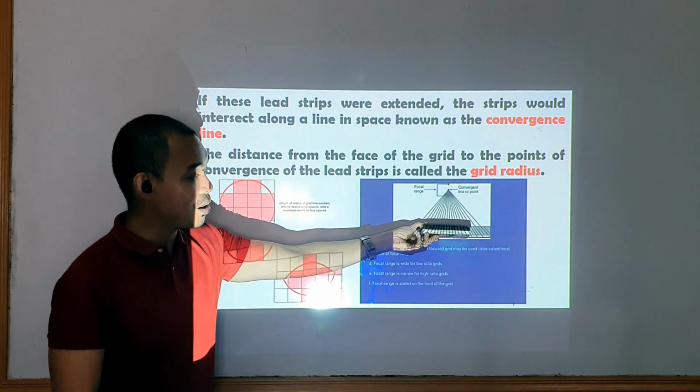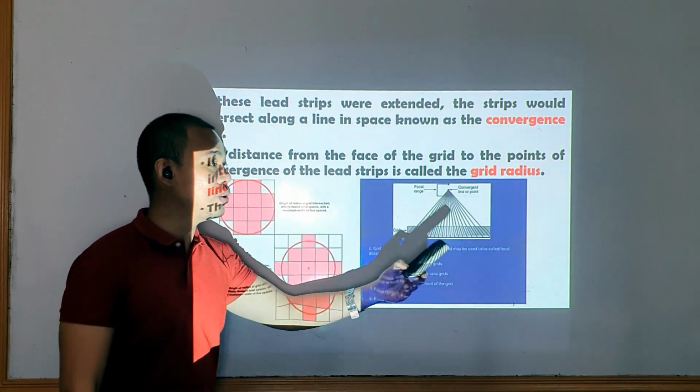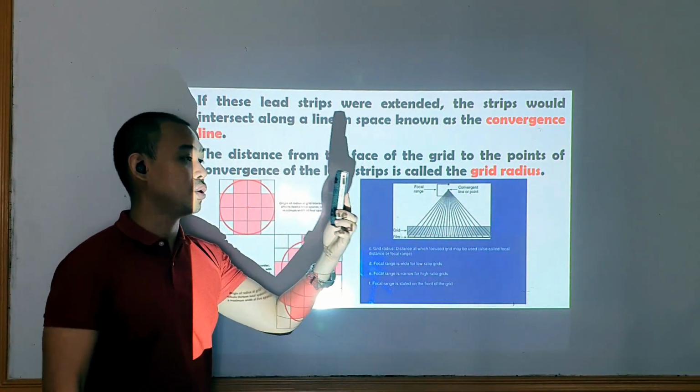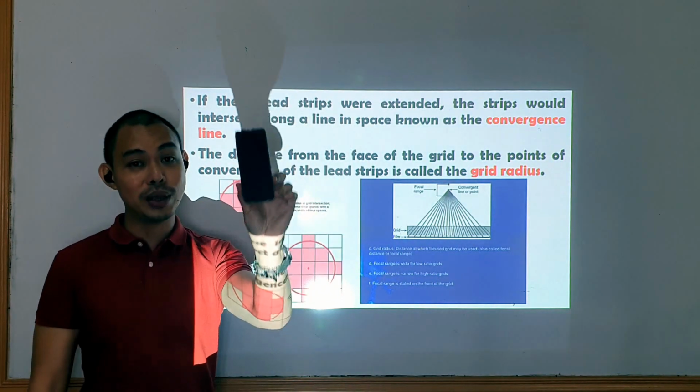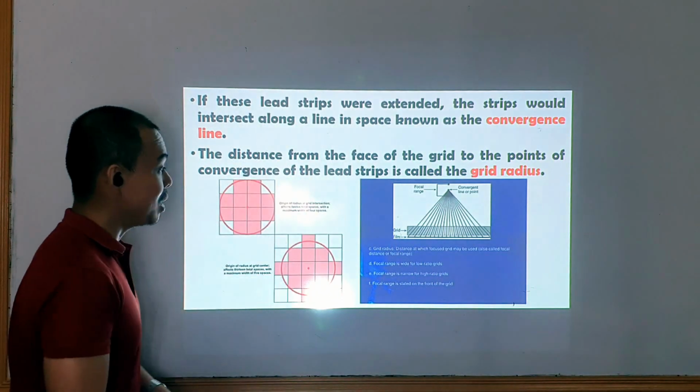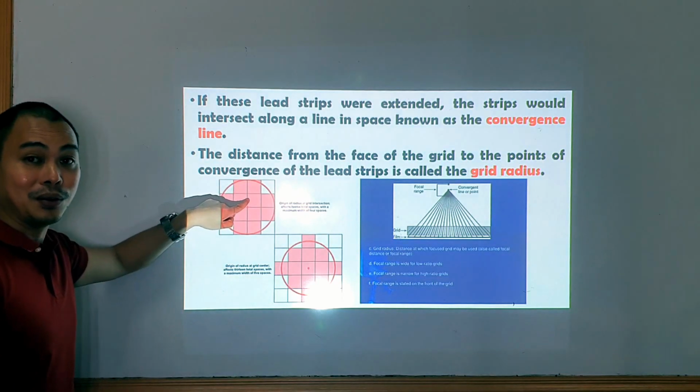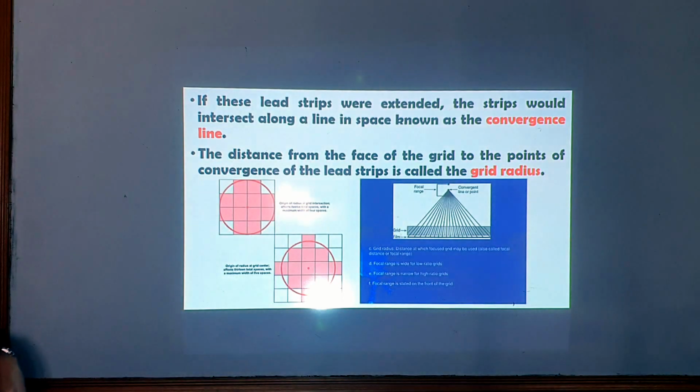So from this direction, we are going to look at the grid in this manner. So for me, it's like this. For you, it's like this. Now you will be able to see this one from that point of view, and it's called your grid radius.